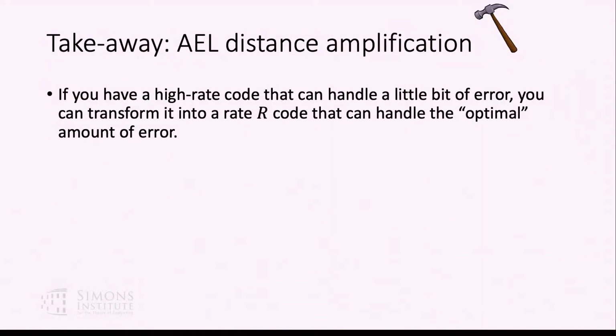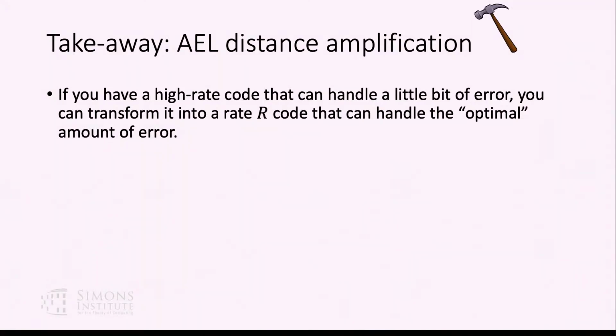So what that means for distance amplification is, let's say we take our little inner codes to be folded Reed-Solomon codes, and we take that outer code C to be some list recoverable code with fast algorithms, which we'll say how to get in a moment. Then if you have a high rate code that can handle a little bit of error, you can transform it into a rate R code that can handle the optimal amount of error for rate R, for any R that you choose. And that's what this AEL distance amplification gets you. So it's a very neat technique.